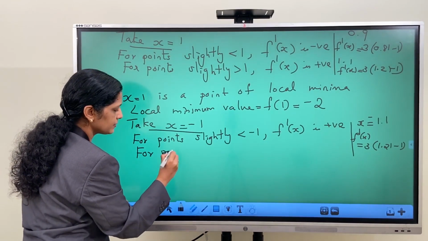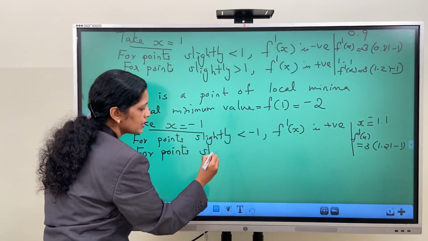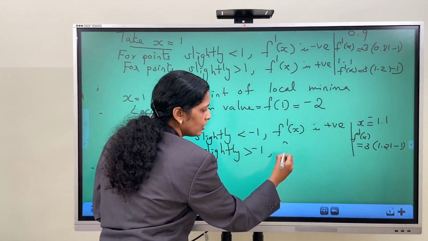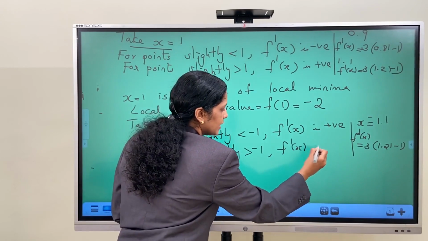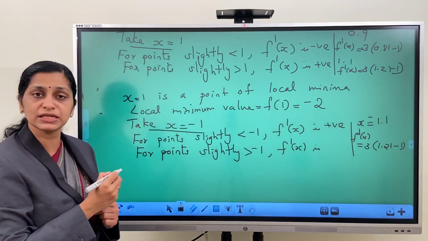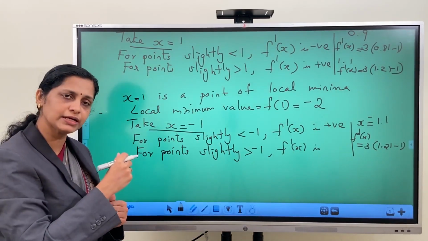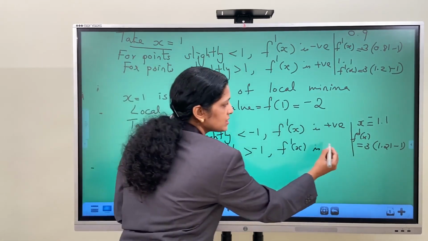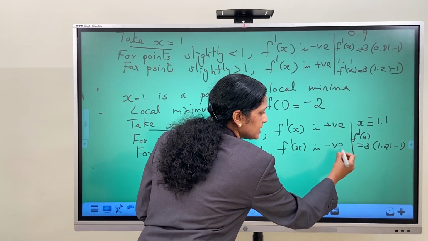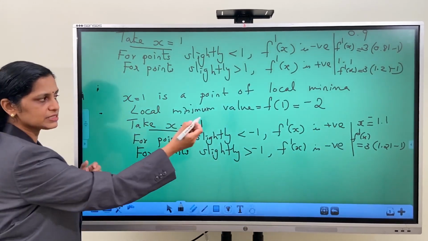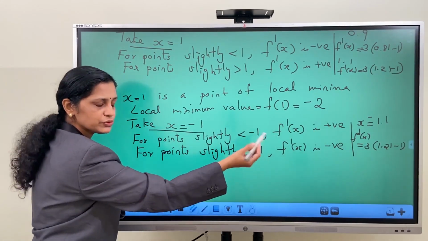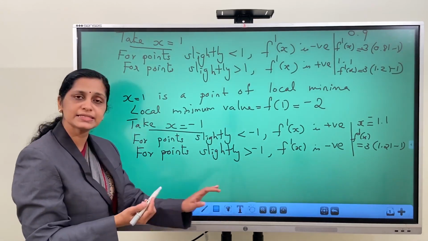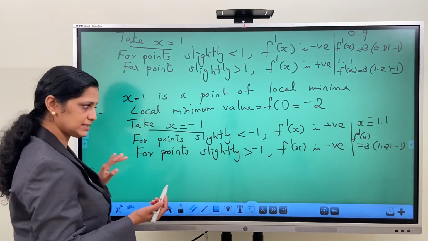For points slightly greater than minus 1, what is the sign of f dash x? Here I am going to take minus 0.9. When we are giving for x minus 0.9, we can easily see that f dash x is negative. Here f dash x is changing from positive to negative. Therefore, x is equal to minus 1 is a point of local maximum.